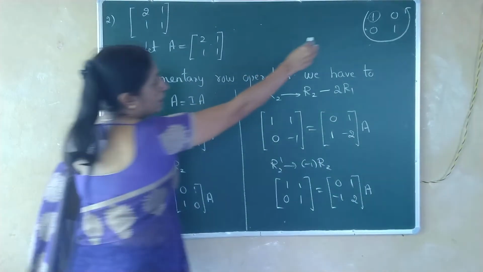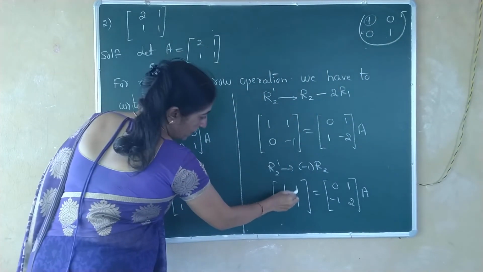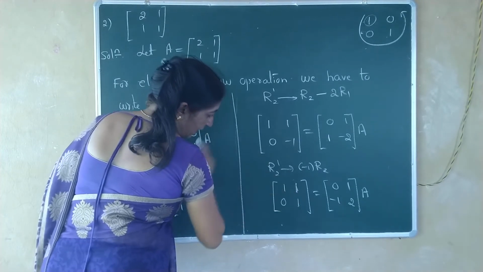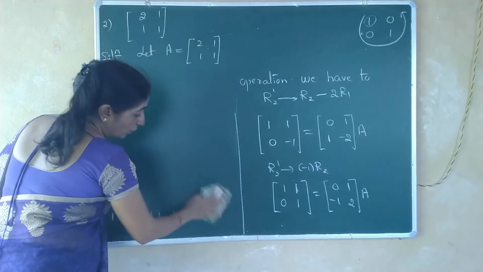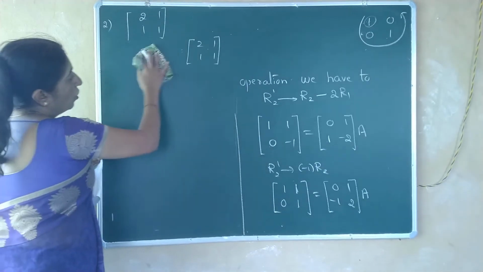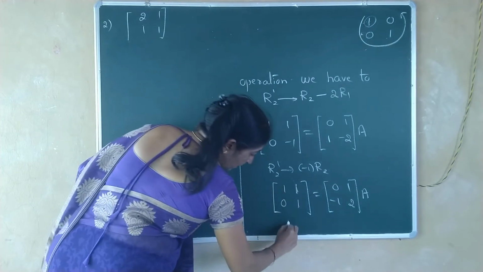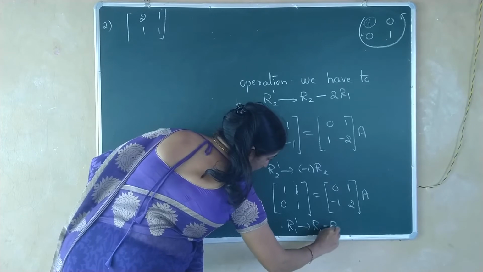Now compare 1 0 1. We have to make it 0. In place of 1 we have to make it 0. If you subtract the corresponding elements, when you are converting into 0, remember we have to apply addition or subtraction depending on the problem. Here both are plus, so I am writing R1 dash is R1 minus R2.